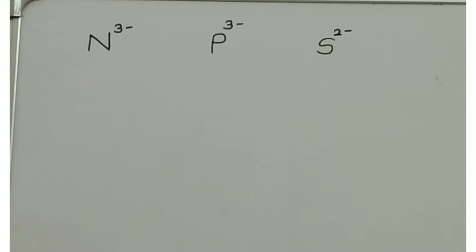Hello children. So let's see some formulas of the negative ions. Most of them make mistakes in writing the names of these ions, so the formula also goes wrong. Right. So let's check this.